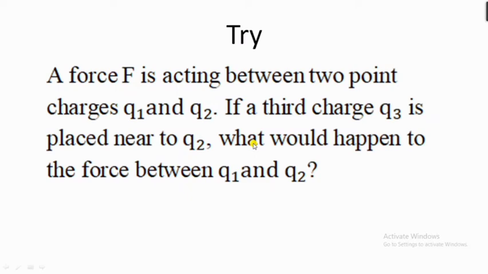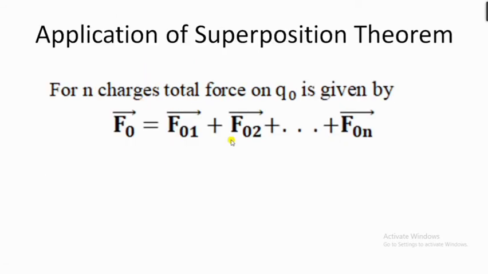Now you can try this question. There are two charges q1 and q2, and there is a force of F between them. What will happen if you bring a third charge q3 near them? This is the final expression for superposition theorem: the total force on a charge is the vector sum of all the forces acting on that charge.